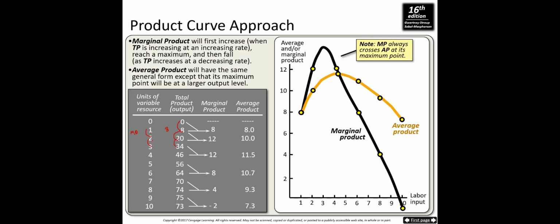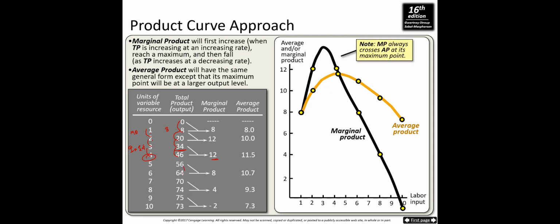For the third one, it's 14. Why? Because the first 2 workers together produce 20. With the addition of the third worker, production increases to 34. Therefore, it's 14. Here, the fourth worker is 12, right? 34 to 46. The 3 workers all together here produce 34 units, and by the addition of the fourth worker, the output increased to 46. So the change in total output because of the fourth worker is 12.